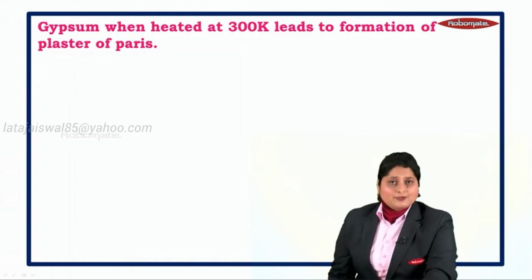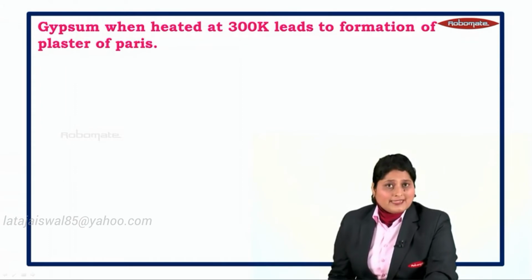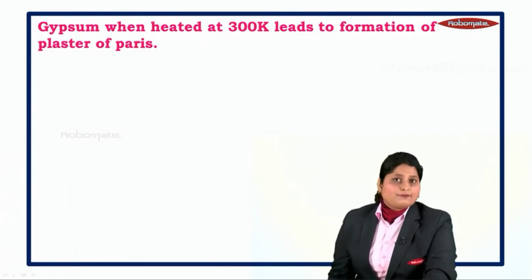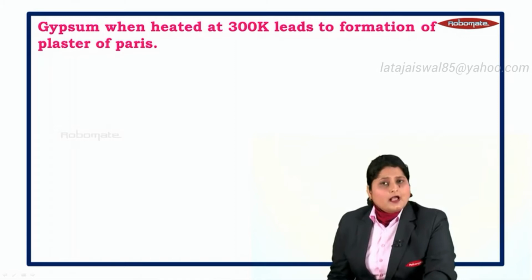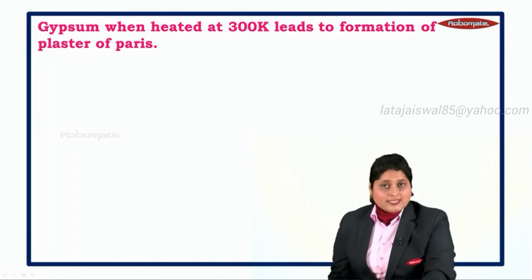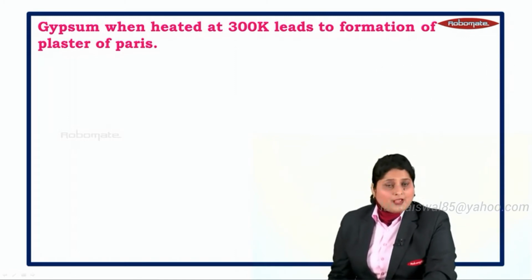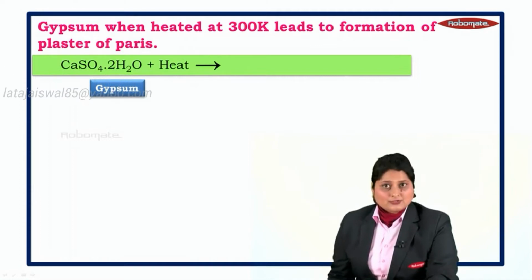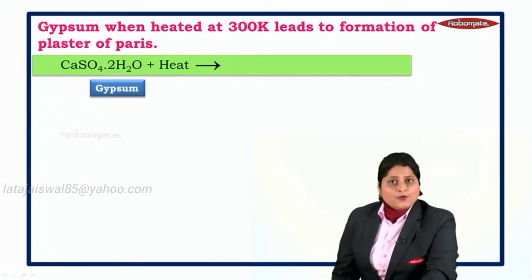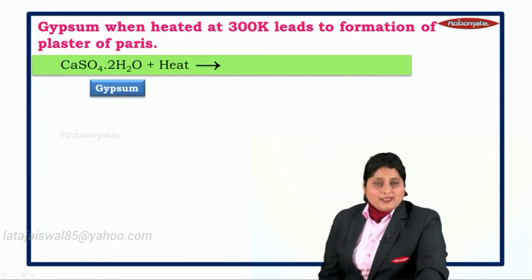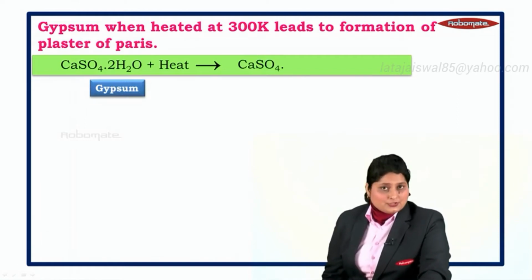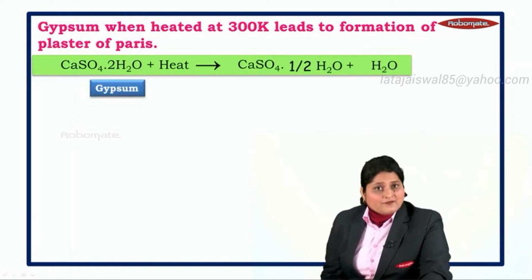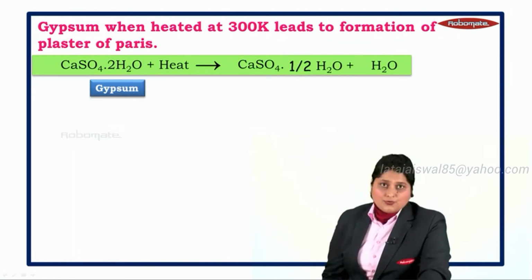Gypsum, when heated at 300 Kelvin, leads to the formation of plaster of Paris. So we are learning how to form plaster of Paris. Let's understand it in the form of a chemical reaction. CaSO4·2H2O is the formula of gypsum. When it is heated at high temperature, it gives CaSO4·½H2O along with the release of H2O.